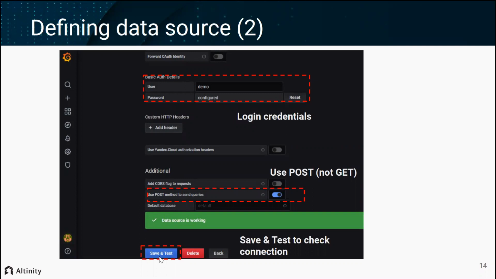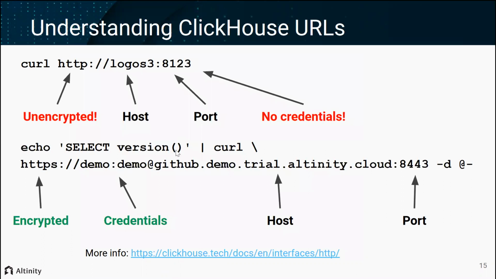And then finally, you just go ahead and do Save & test. And if you're doing things correctly, you would expect to see data source is working. If you don't, you have a problem. So what do you do if you have a problem? Well, if you can't connect to ClickHouse, the next thing you do is look up how ClickHouse URLs work, because that's probably where you've made your mistake.